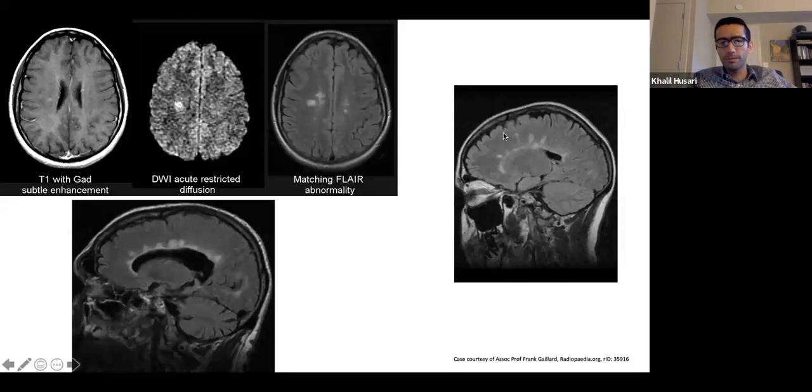Any questions? Diagnosing multiple sclerosis now, in the era of MRI, is not super hard.